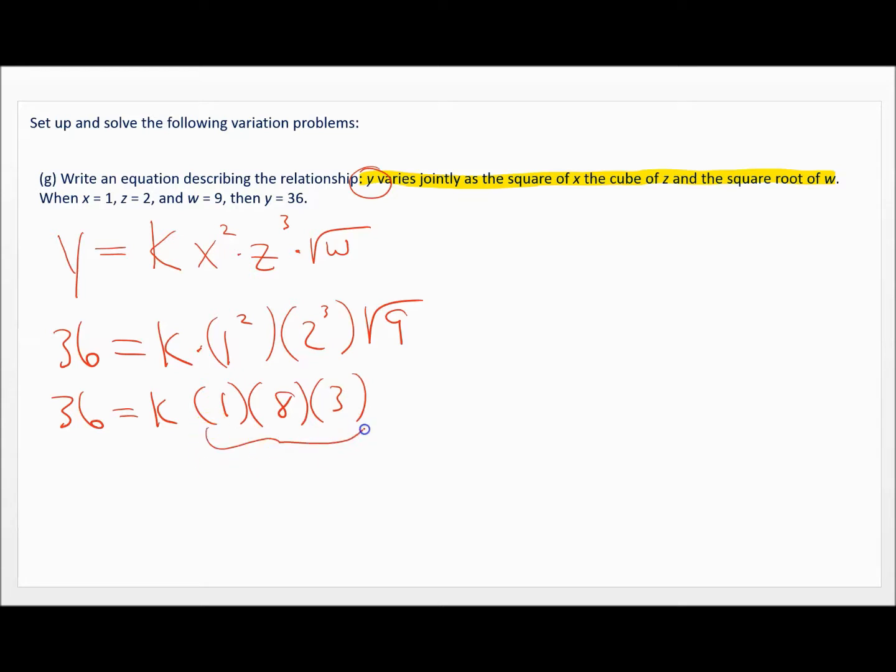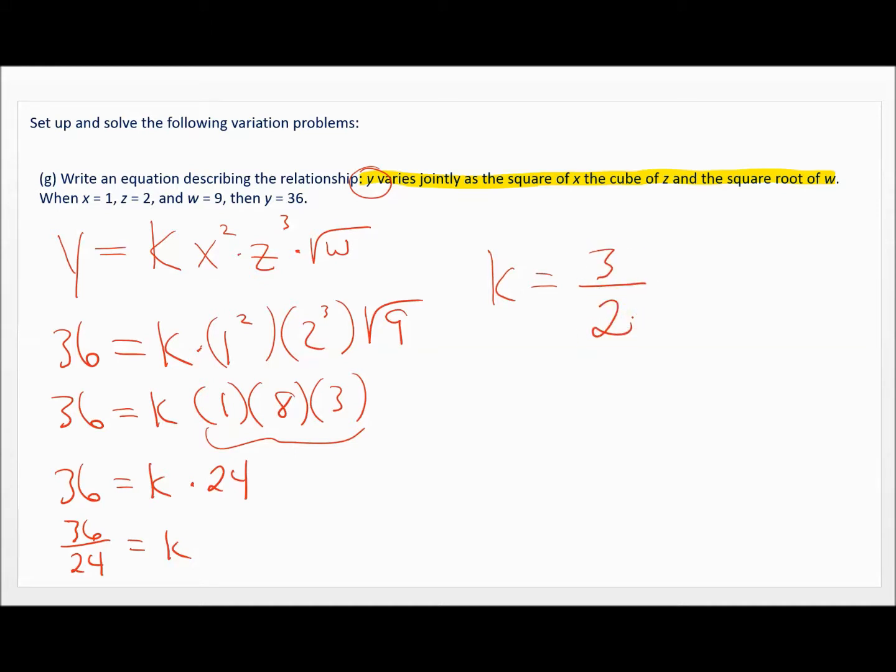Now, simplify this side before you do anything. So 36 is equal to k times 1 times 8 times 3, which is 24. Got to get the k by itself, so I divide both sides by 24. So basically 36 over 24 is equal to k. I reduce k to lowest terms. 36 and 24 both divide by 12, don't they? So 36 divided by 12 is 3. 24 divided by 12 is 2.